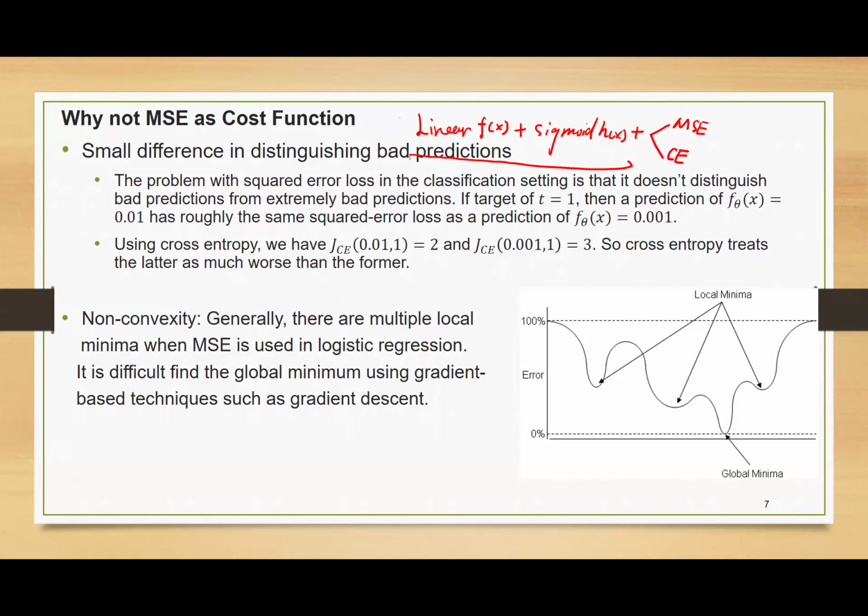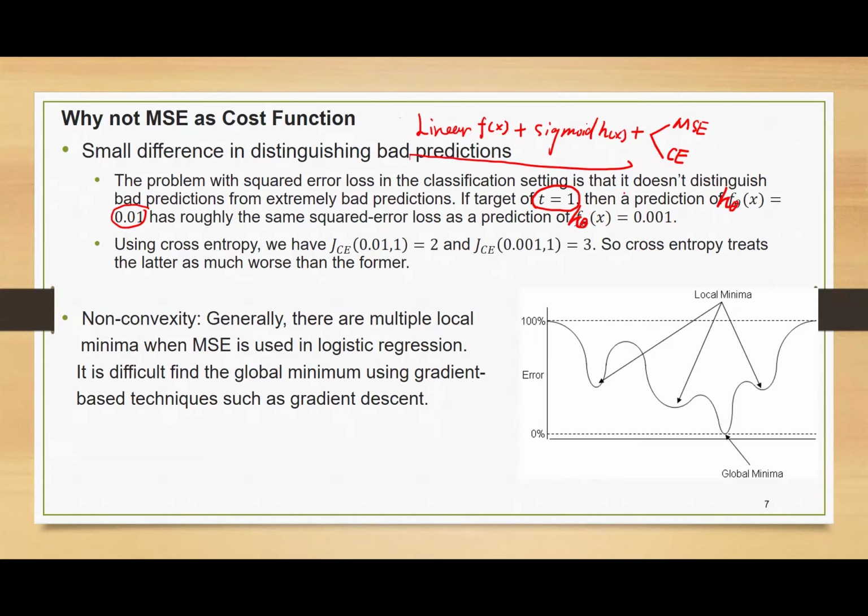And then let's say we have a target of t equal to 1, and a prediction of f theta equal to 0.01. Sorry, there's a mistake. This should be h theta x. Please pay attention here. This is the final output, h theta x, of the sigmoid function.